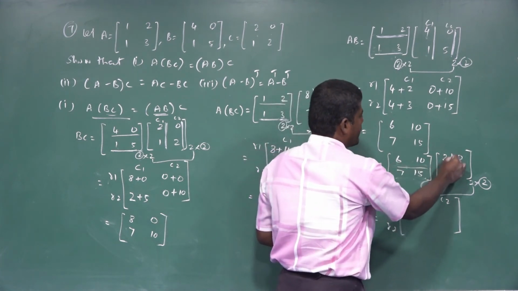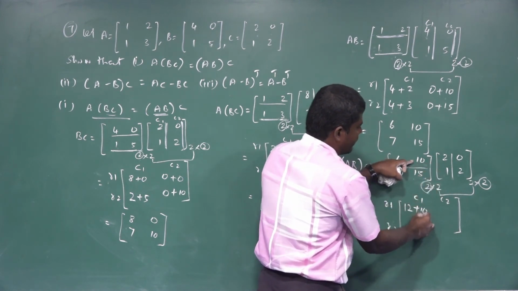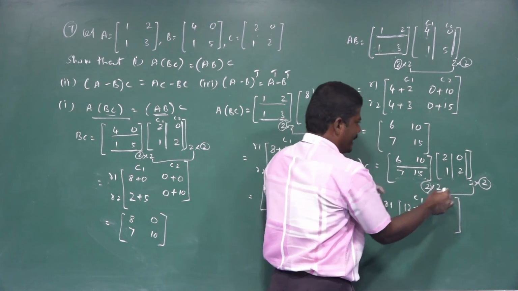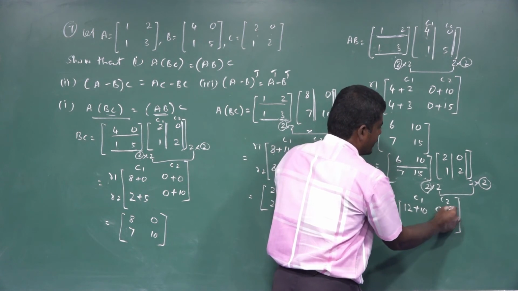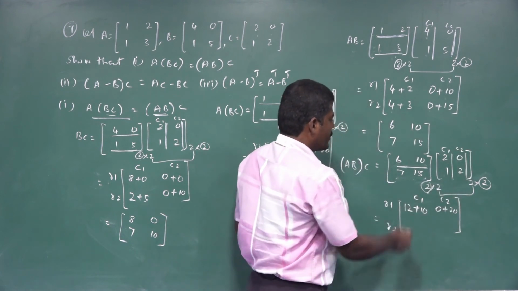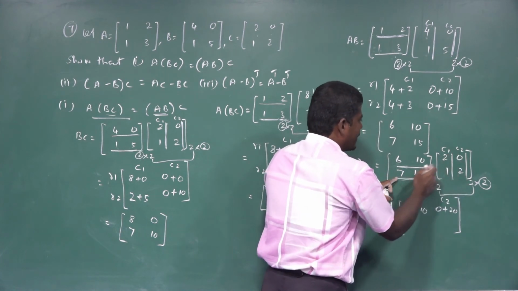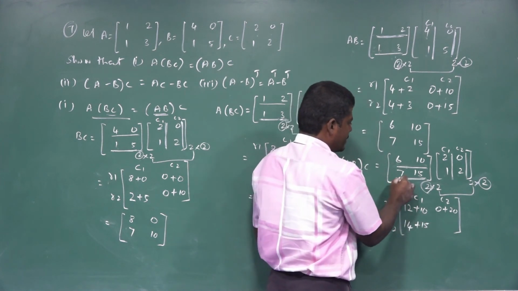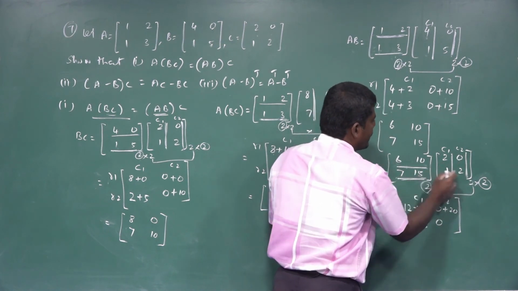Now you take first row, first column. 6 2s are 12. 10 multiplied by 1, plus 10. Next, same first row, second column you multiply. 6 multiplied by 0, 0. 10 multiplied by 2, plus 20. So now 2 columns are over. Next you take the second row, multiply with the first column. 7 multiplied by 2, 14. 15 multiplied by 1, plus 15. Next, second row, second column. 7 multiplied by 0, 0. 15 multiplied by 2, plus 30.